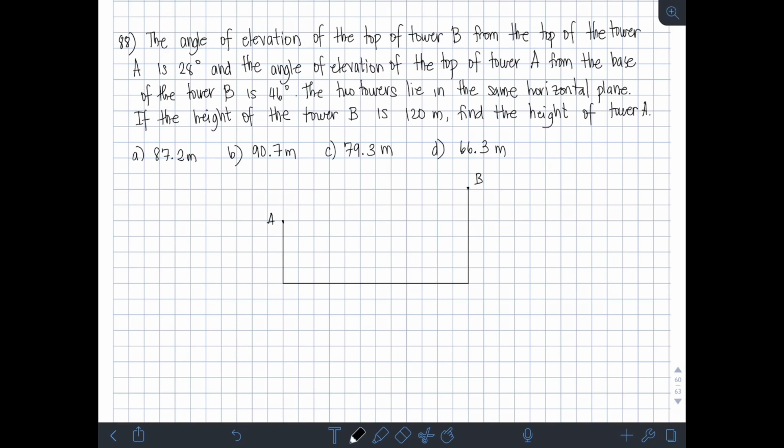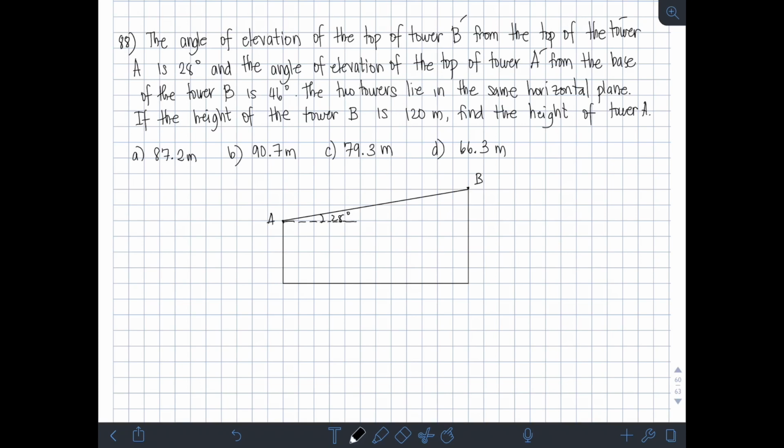So, given yung angle of elevation nung top daw ng tower B doon sa top ng tower A. So, let's say ito yung line of sight. So, ito yung imaginary horizontal line. So, therefore, ito yung ating 28 degree angle of elevation. Okay? And then, given then yung angle of elevation of top of tower A to the base of tower B.